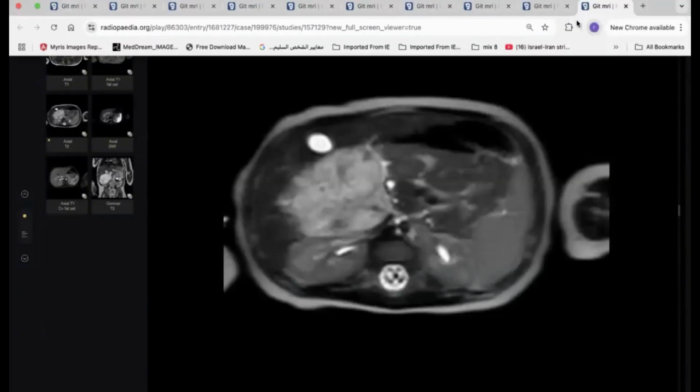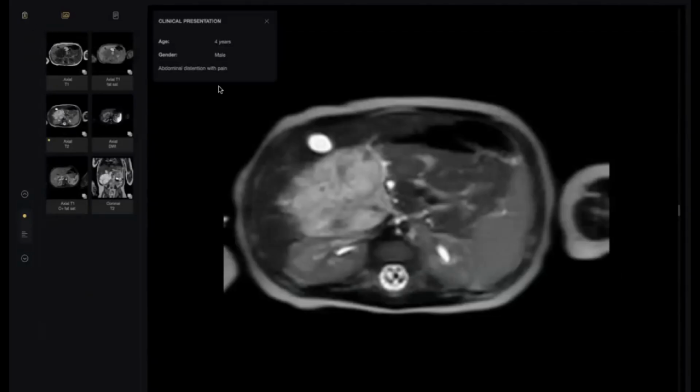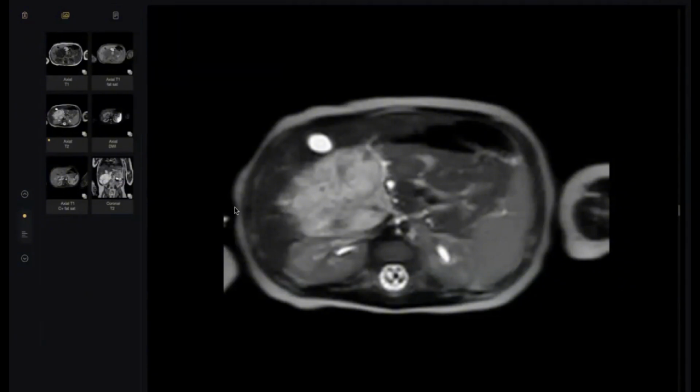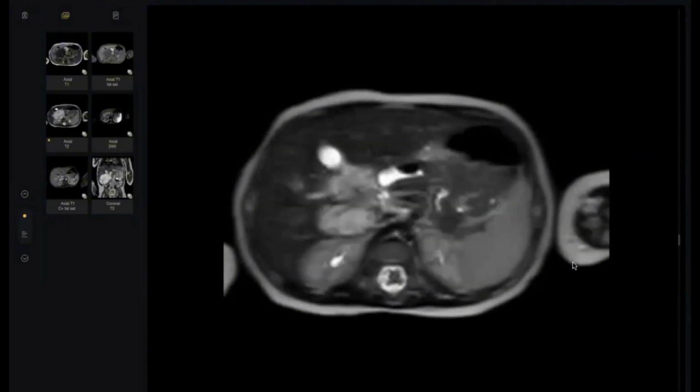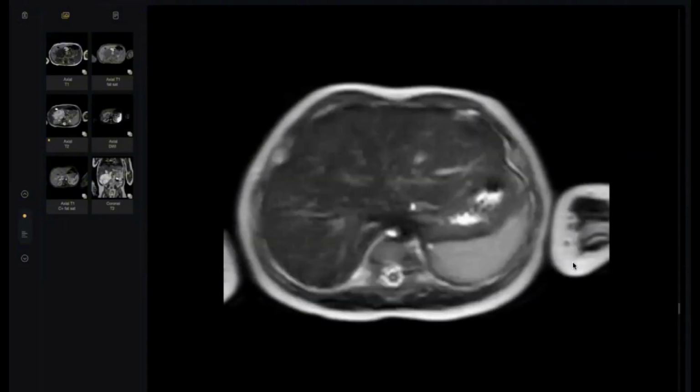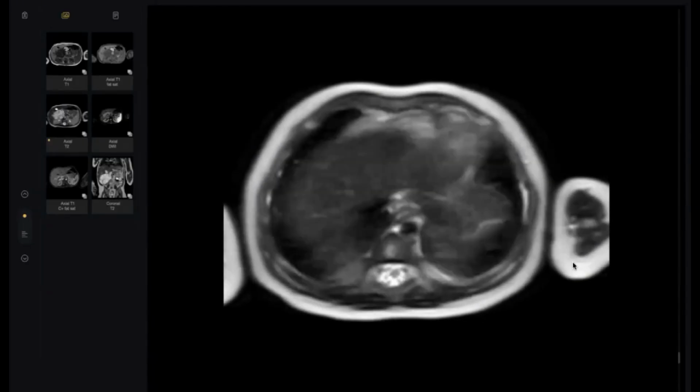Yes, sir. A 4 years old male patient presented with abdominal distension with pain. Sir, I'm provided with the MRI T2 weighted images. Sir, just give me a second. I just want to scroll the entire stack.